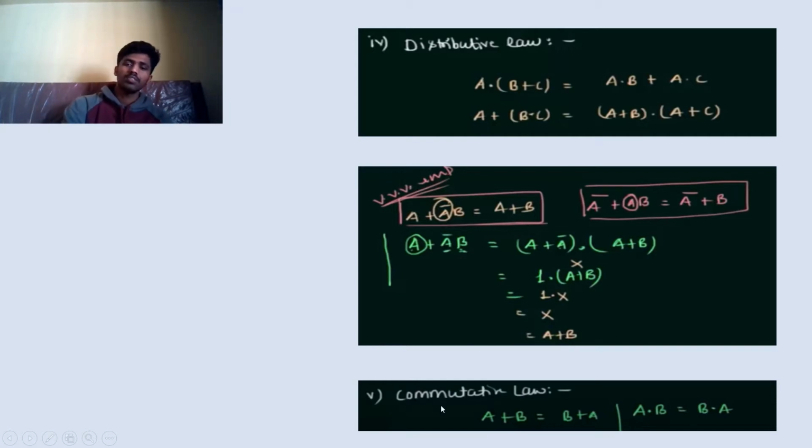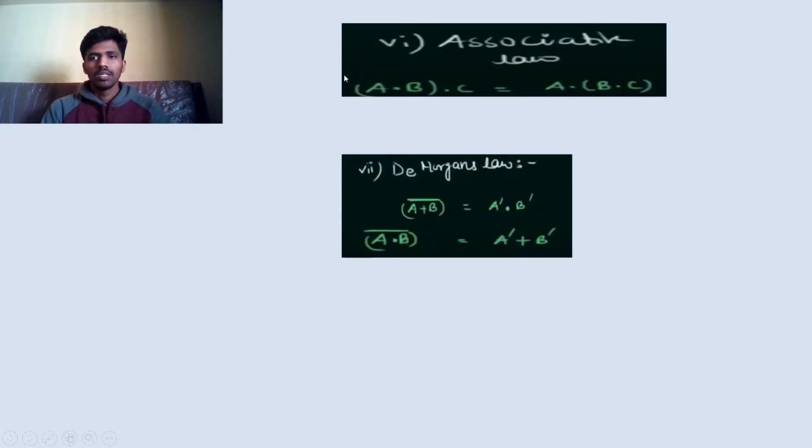The next one is commutative law. In commutative law, A or B is equal to B or A, and A and B is equal to B and A. Similarly, in associative law, A and B, which is ANDed with C, gives us A and B and C.